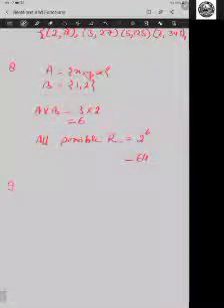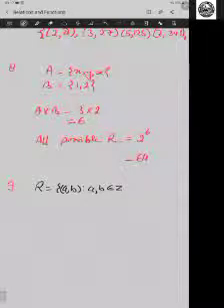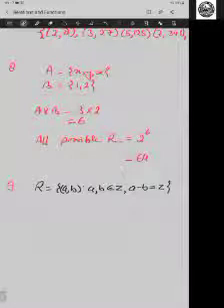Let R be the relation on Z defined by R equals {(a, b): a, b belongs to Z, a minus b is an integer}. Z is the symbol for the integers. Find the domain and range. Now, domain and range. First of all, we must be knowing what are integers.